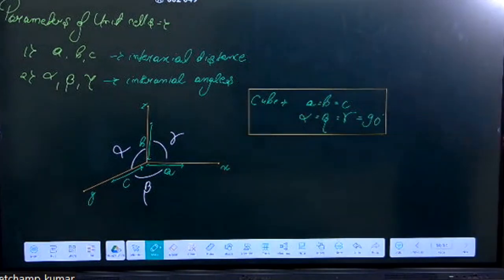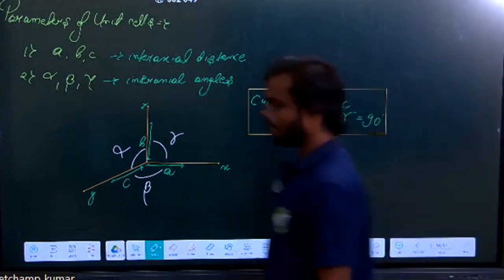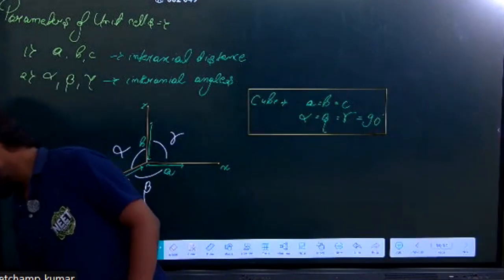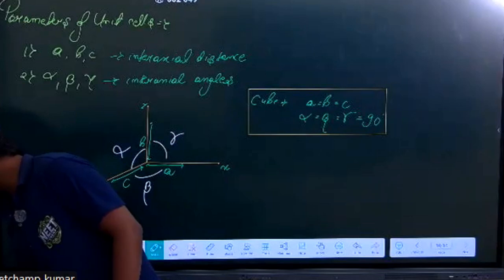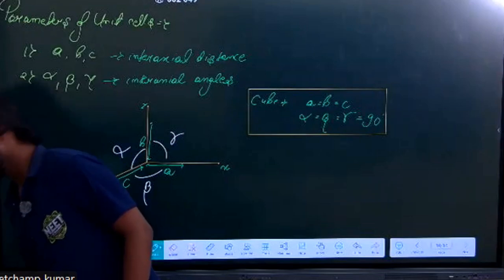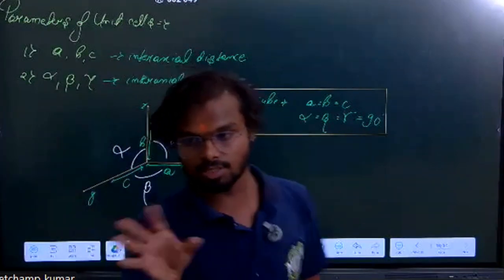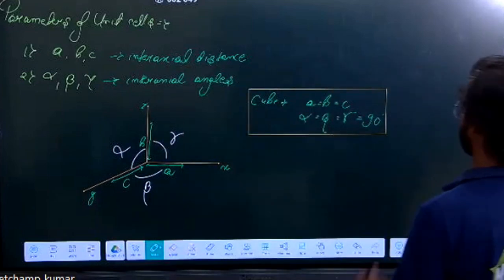These six parameters are very important, and by these six parameters we have almost 14 different types of lattice structures that are made by using these. Like by using these six parameters, we will have to study all those.